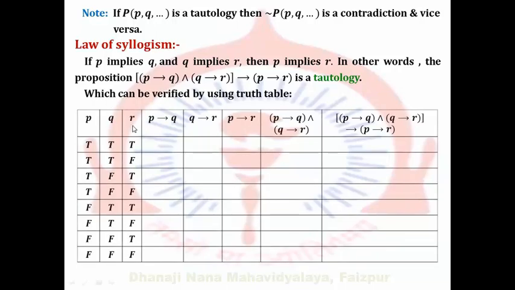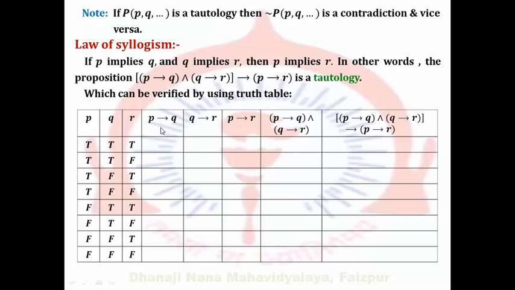So we have three statements P, Q, R. We require P implies Q, Q implies R, P implies R, then P implies Q and Q implies R, and lastly the resultant statement. The 8 possibilities are: all T; then P is T, Q is T, R is F; P is T, Q is F, R is T; P is T, Q is F, R is F; P is F, Q is T, R is T; P is F, Q is T, R is F; P is F, Q is F, R is T; and P is F, Q is F, R is F.